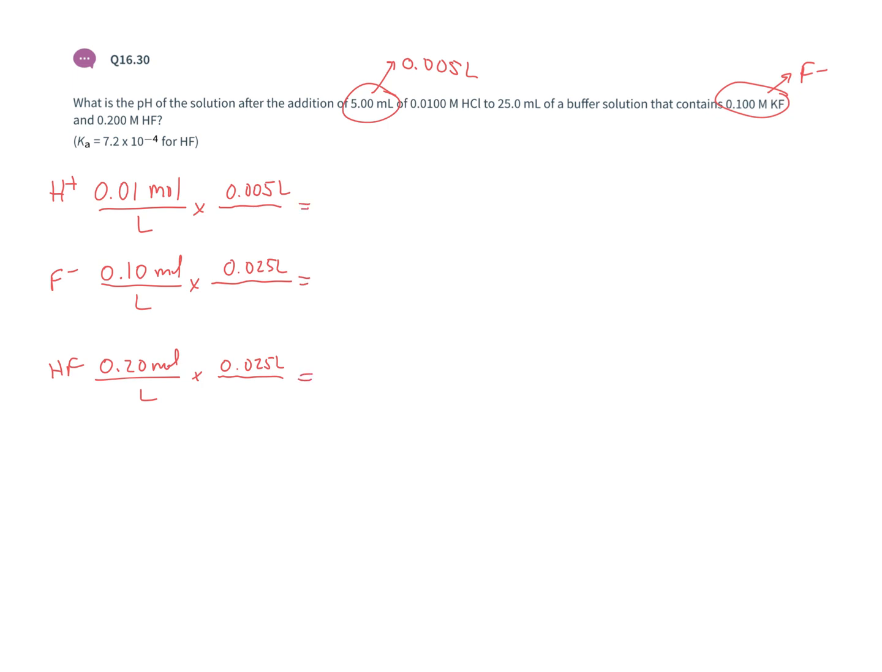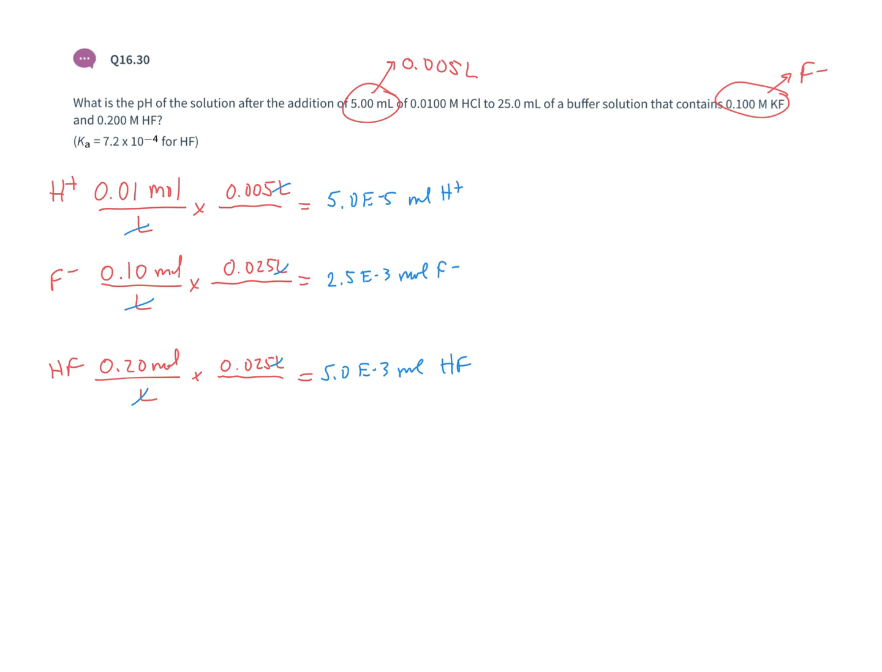Take a look, liters cancel out when I multiply, and I'm left with moles. So I'm going to have approximately 5 e to the negative 5 moles of a proton, 2.5 e to the negative 3 moles of fluoride, and 5 e to the negative 3 moles of HF. So there's the moles of all of those.